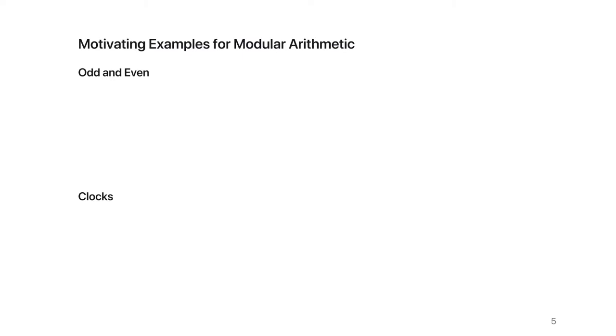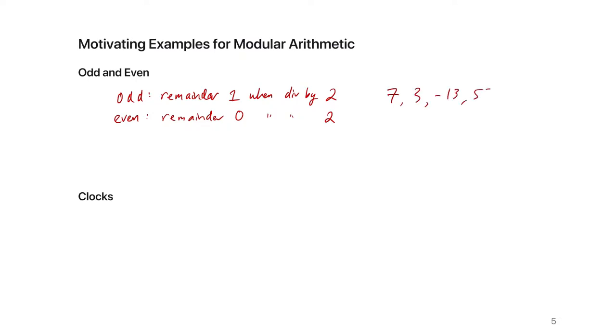Is that clear? So odd just means remainder 1, and even is just remainder 0 when you divide by 2. What we can say is that all of these numbers, 7, 3, negative 13, 57, in terms of whether they're odd or even, are all equivalent to the number 1. And this triple equal sign means equivalent. All odd numbers are equivalent to the number 1.